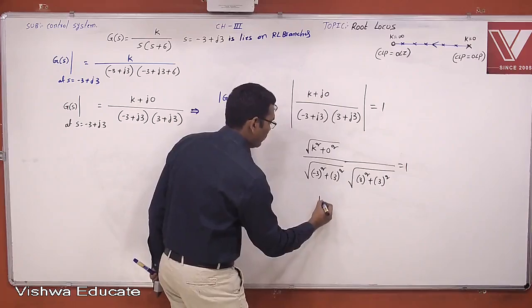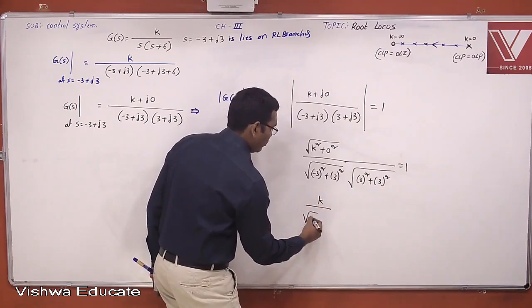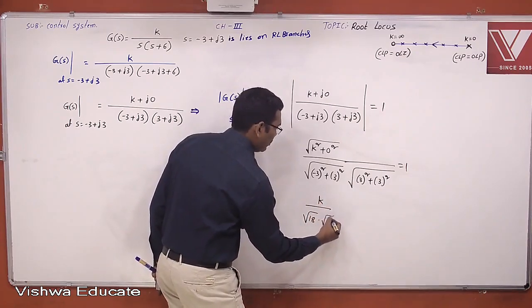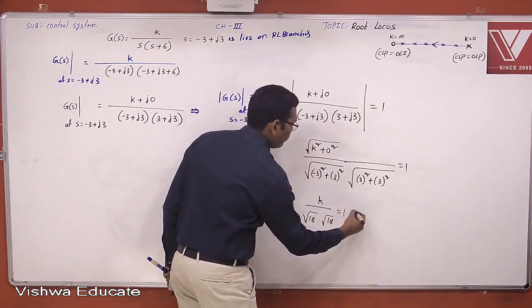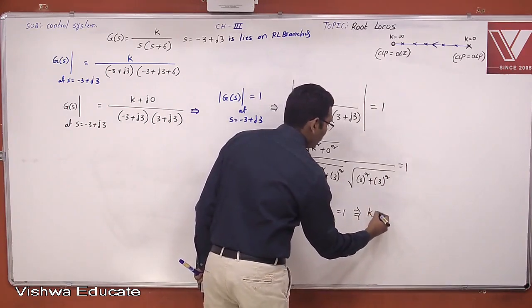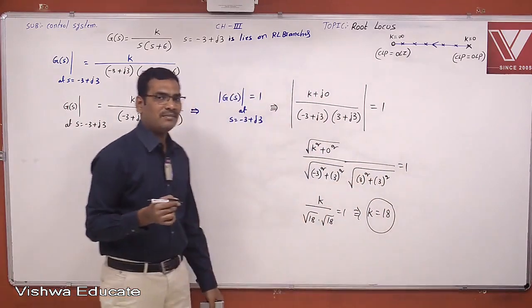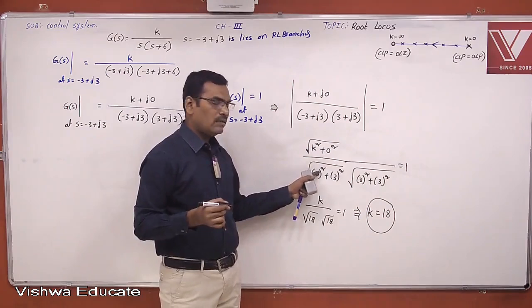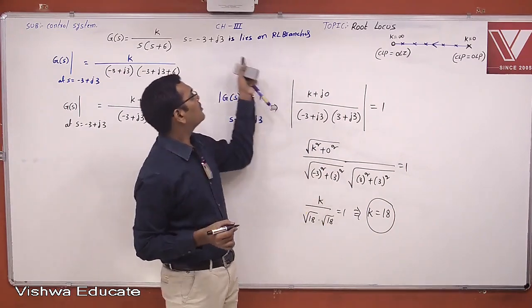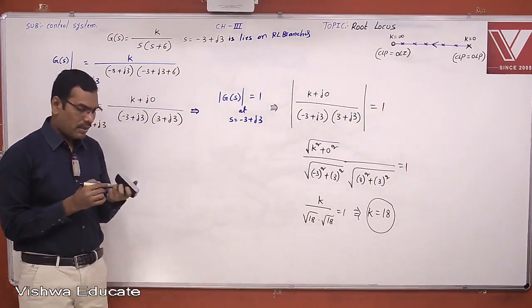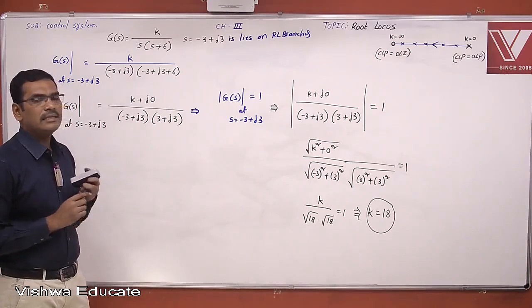Therefore, K divided by root 18 into root 18 is equal to 1. Therefore, K equal to 18. Now this is the system gain at this particular point. By using the magnitude condition, you can easily find this.